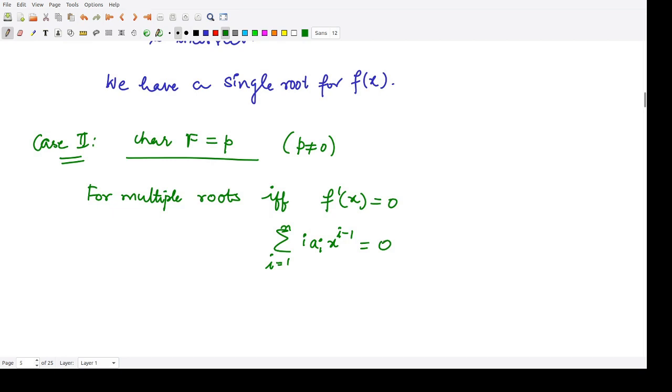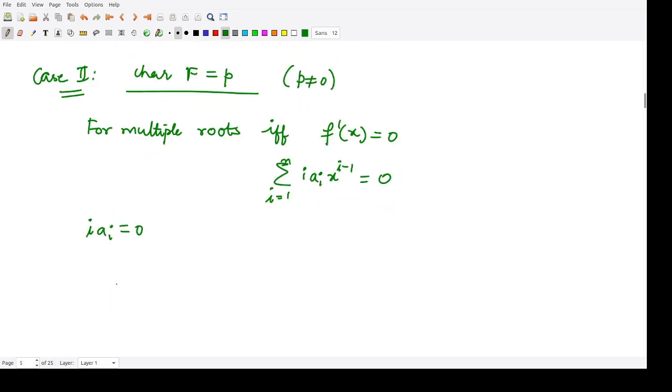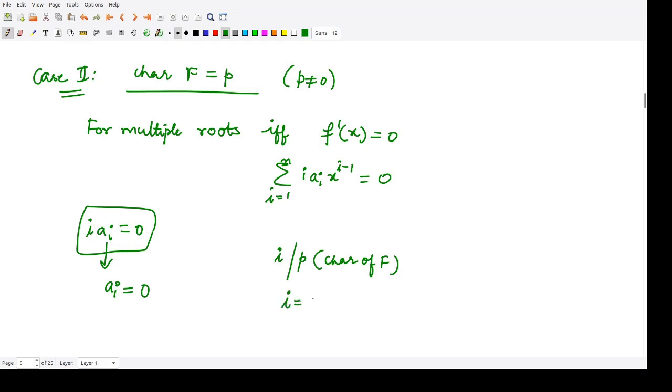So that means when we equate all the coefficients here, we would have either this a_i should be equal to 0. Now because the field has characteristic p, we have these two cases. One is these a_i's are themselves zeros, and the second case is this i, where p, the characteristic of F, divides i. So that means you can say this i is some multiple of p, that is divisible by p.